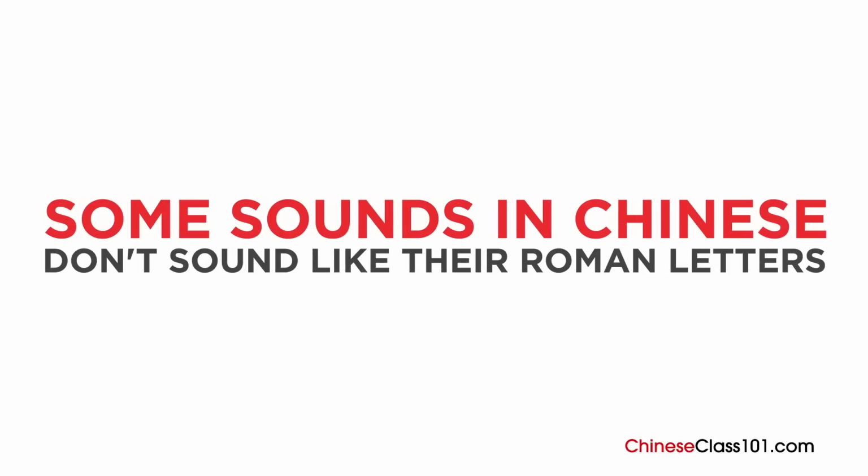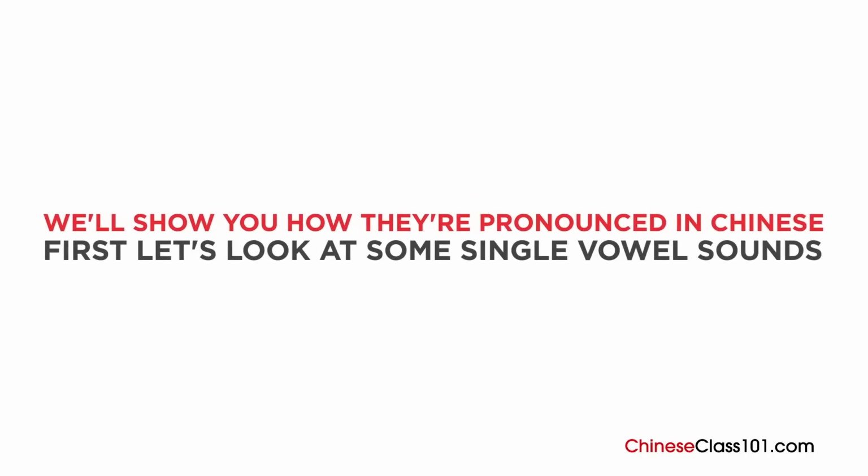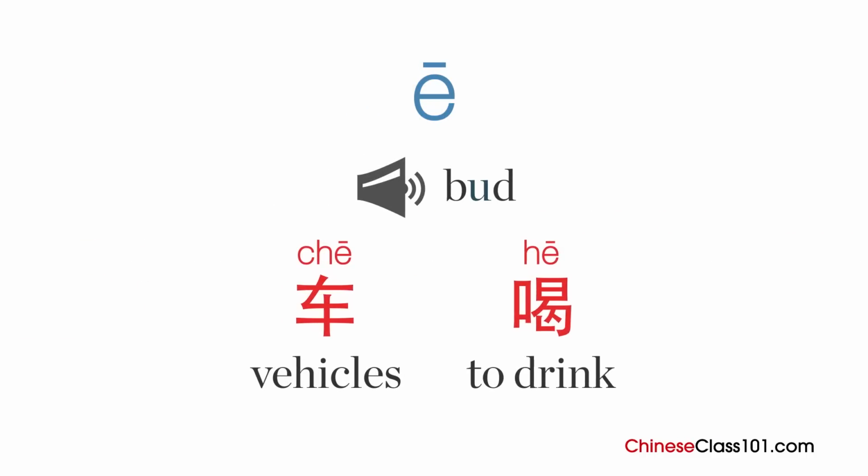Some sounds in Chinese don't sound like their Roman letters. We'll show you how they're pronounced in Chinese. First, let's look at some single vowel sounds. Sounds like the U in the English "up", but only longer. Remember not to curl your tongue when there is no R around.